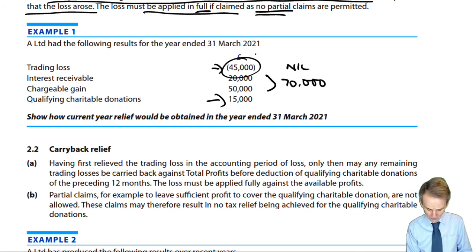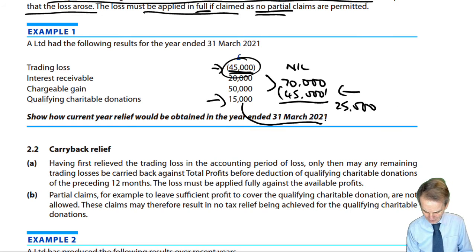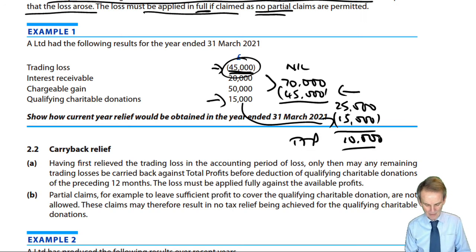Now here we've got a loss of £45,000. That's where it would go. The 45,000 against total profits, not TTP, total profits. That would bring you down to, what's that, £25,000. That would be your revised total profit. And then from that revised total profit, you've got your donations to deduct of 15,000. And that would still leave you with the TTP of £10,000.